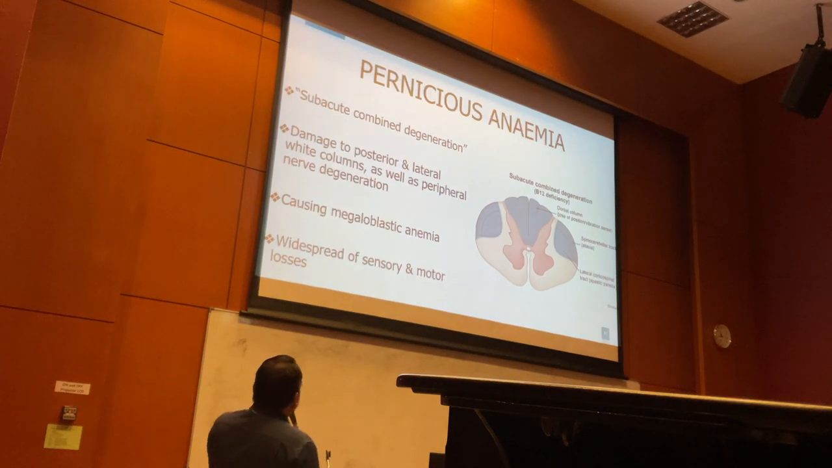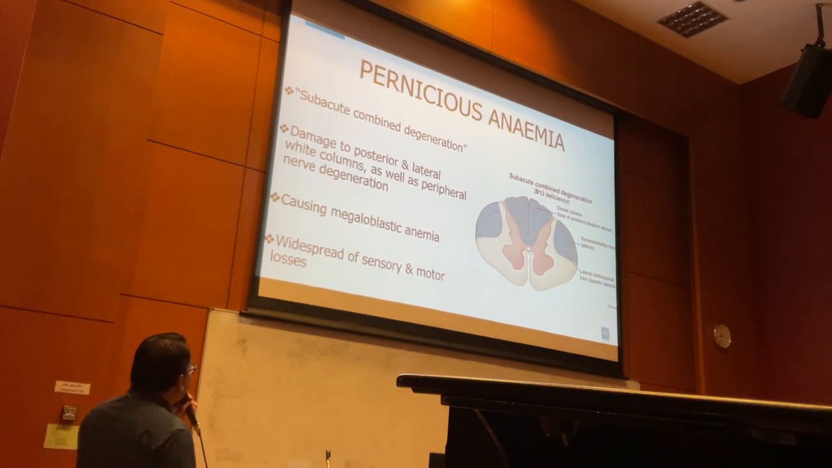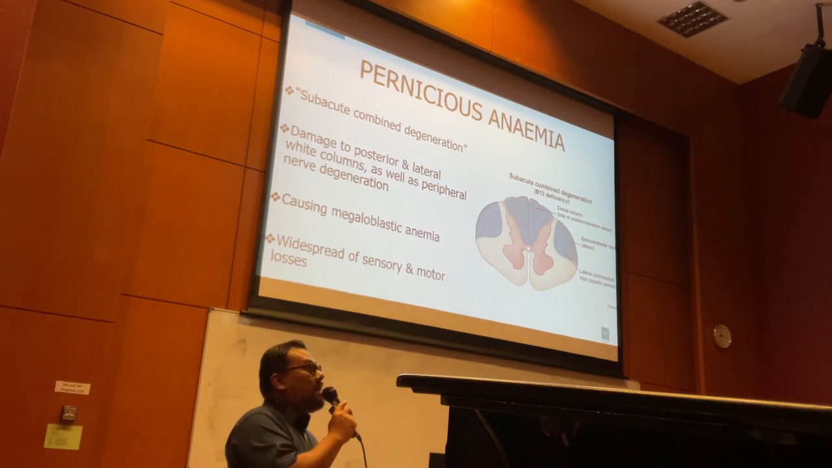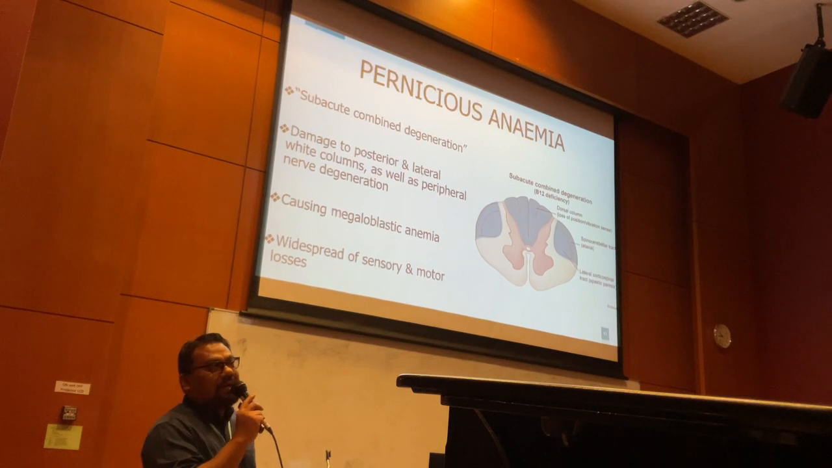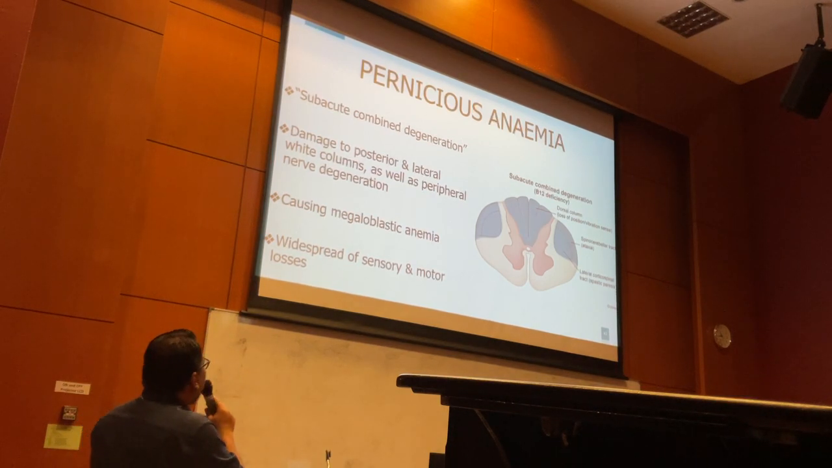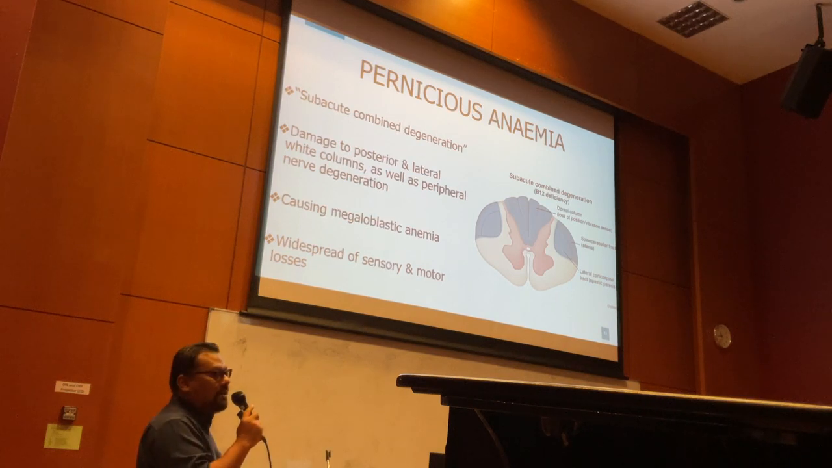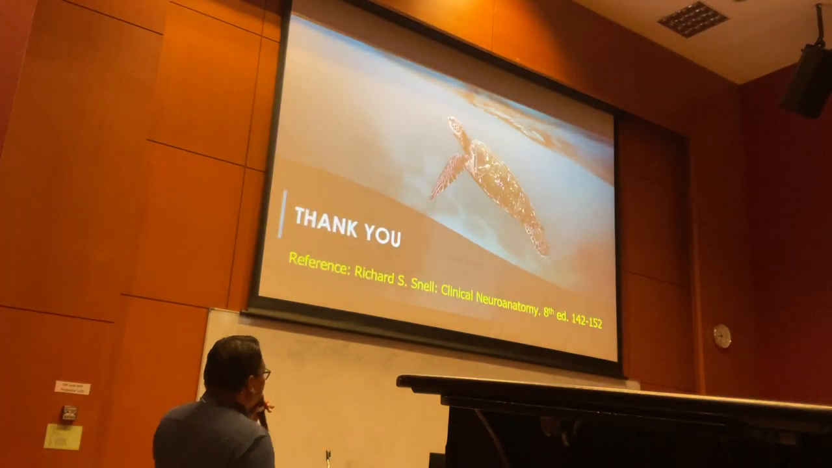Okay, so pernicious anemia, or the other name is subacute combined degeneration, damage to the posterior and lateral white column, okay, not gray column, as well as peripheral inflammation, causing megaloblastic anemia. Nanti you akan belajar hematology and immunology after this, and one of the types of anemia is megaloblastic anemia, and one of the causes of megaloblastic anemia is pernicious anemia, because of the subacute combined degeneration which damages the posterior and lateral white column. It can cause anemia. Okay, so it causes widespread sensory and motor losses.